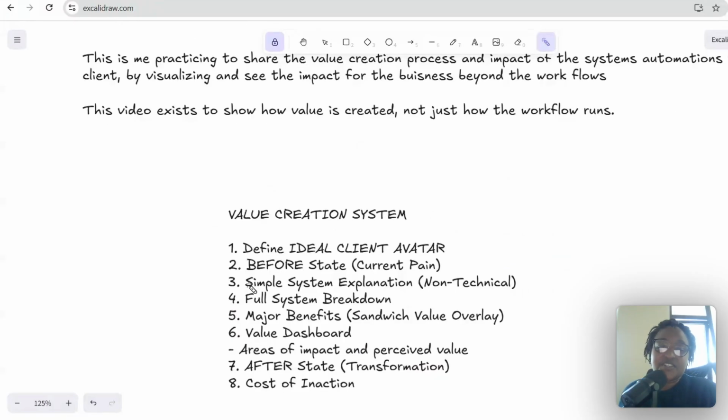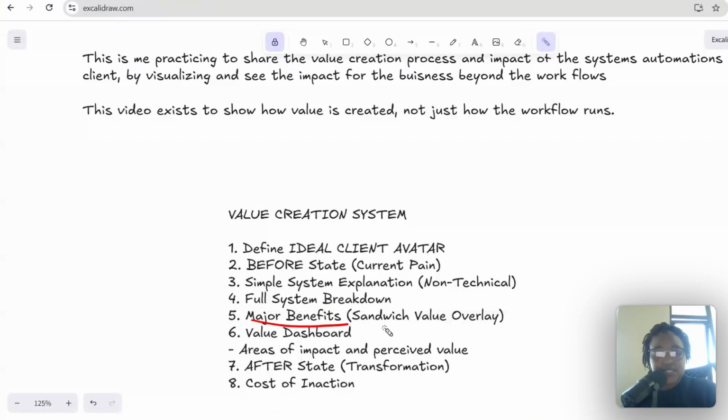So here is my value creation system. It's essentially an 8-step system that involves defining the ideal client avatar. You should know who you're serving and why you're serving them, and analyzing where they currently are, what their current pain points are, and having a simple explanation of the solution that you're going to provide, and then further breaking down a full system on how it is going to work, what the resources needed are, etc.